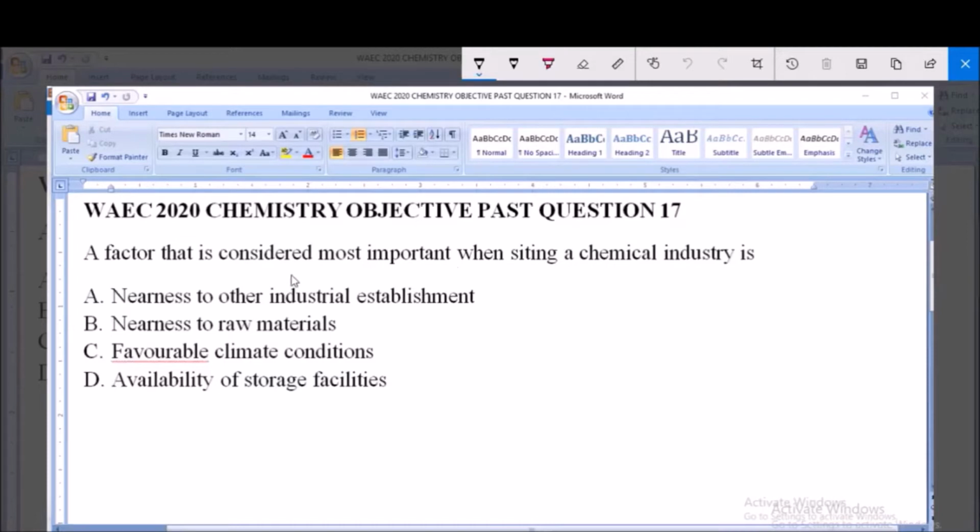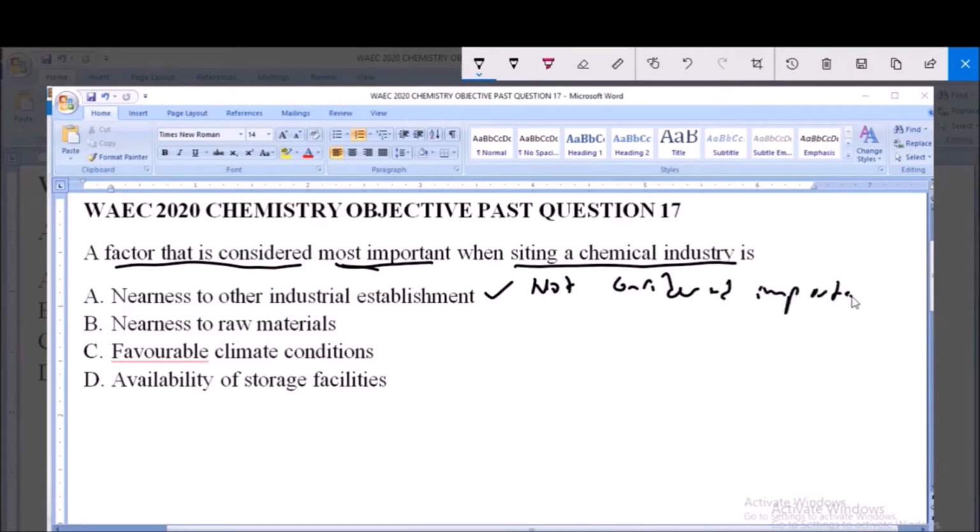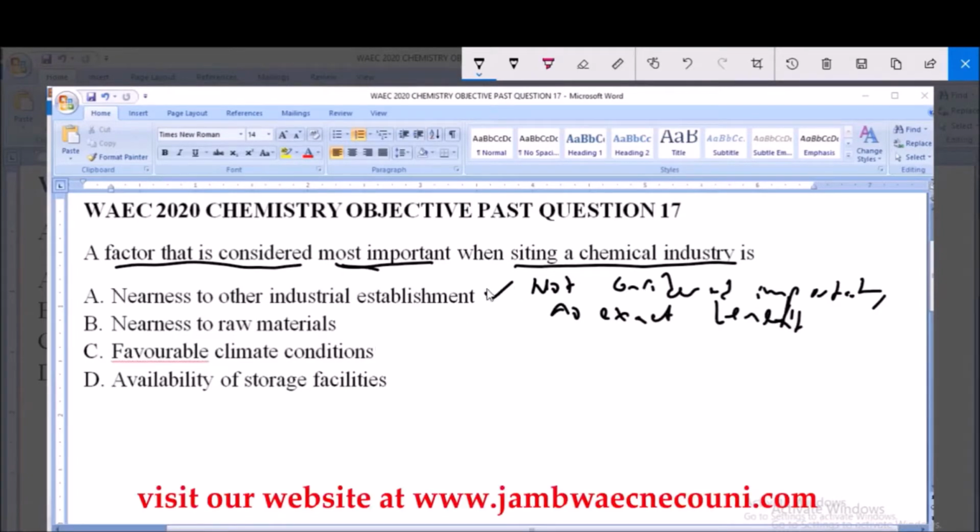So there are various factors that are put into consideration when siting a chemical industry, but we are asked for the one which is considered most important. So let us analyze each of the options. Now option A, nearness to other industrial establishments, is not considered very important, as there is no exact benefit associated with siting a chemical industry close to another industrial establishment. So option A is not the answer to this question.